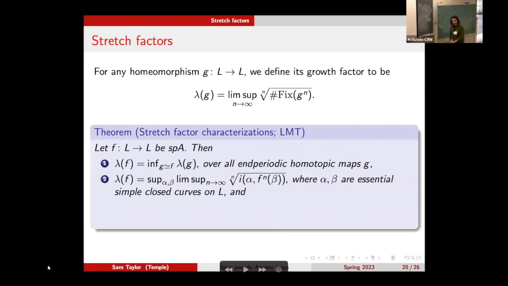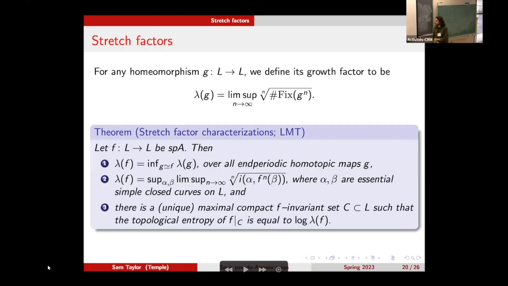Another one is a topological characterization, analogous to understanding these growth rates as stretch factors on the surface. If I were to take two simple closed curves on L, I could iterate one of them under the map and count the growth rate of intersection numbers. That typically will grow exponentially, so I'll look at the exponential growth rate of that. And again, I get the same quantity, this stretch factor.